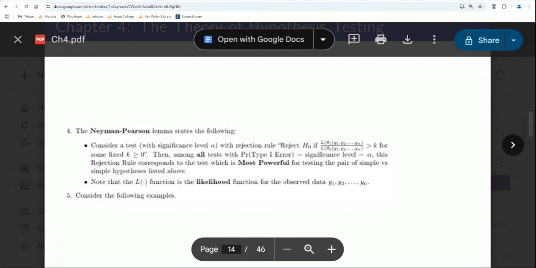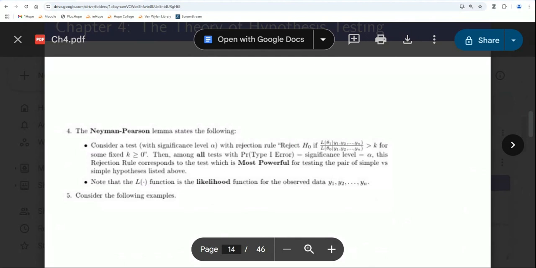And the basis for that is you write down the likelihood function under the value prescribed by the alternative, and you divide by the likelihood function under the value of the parameter prescribed by the null. And if your test is of the form, reject the null if this ratio is more than k, you have actually generated the most powerful test you could possibly form.